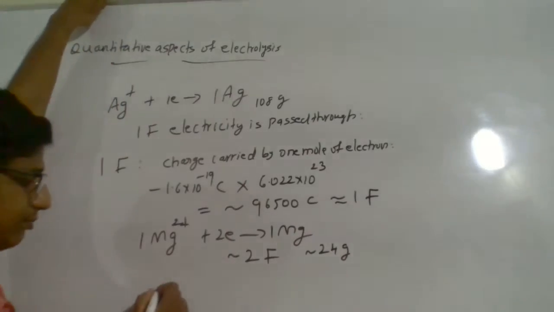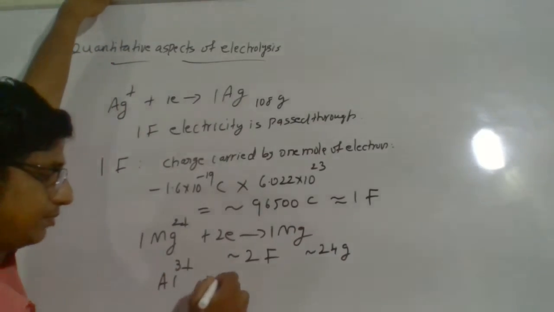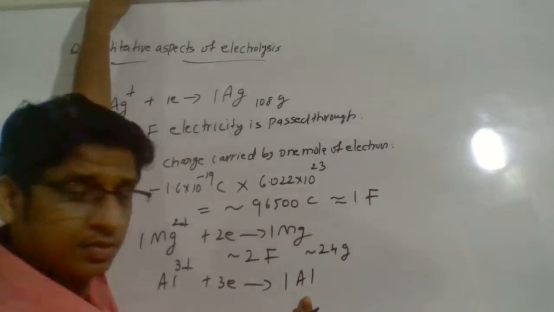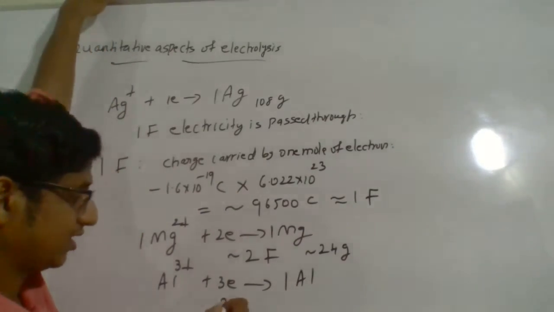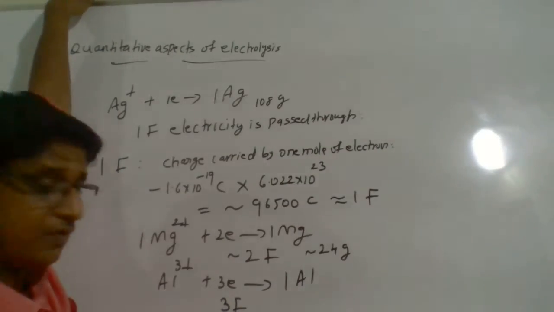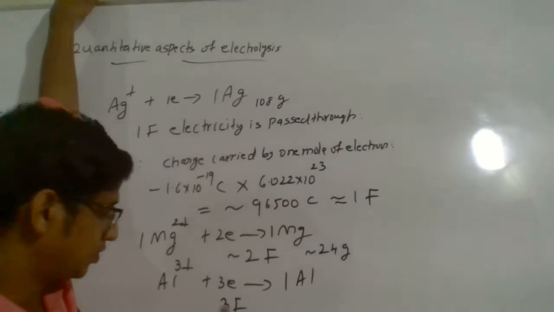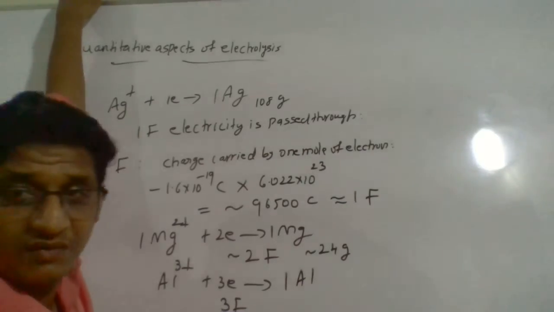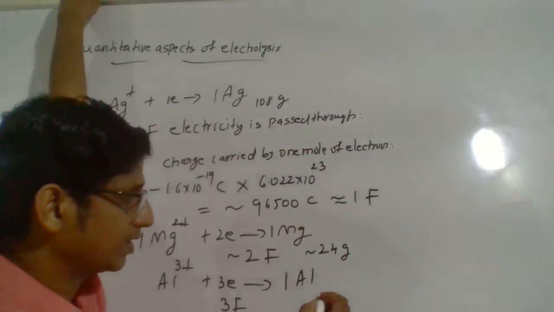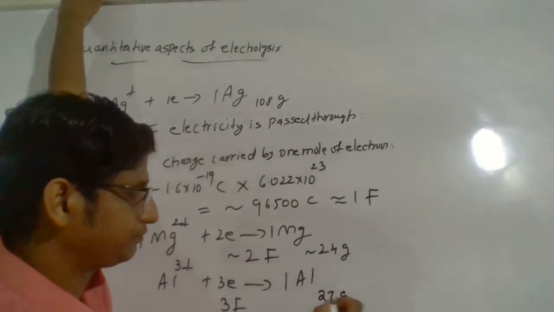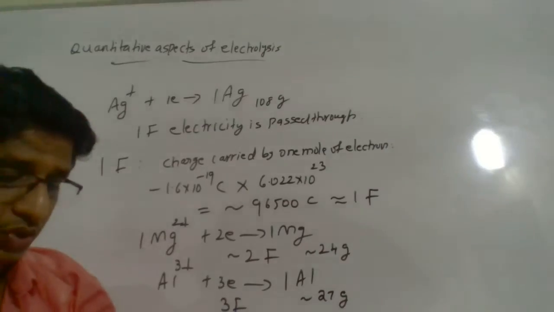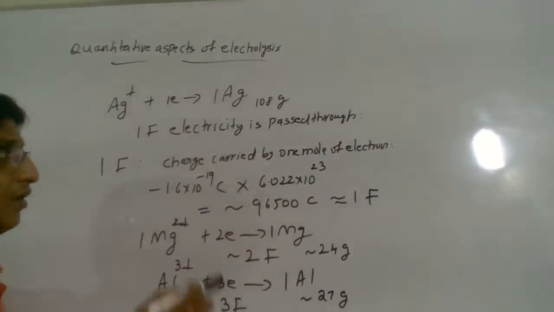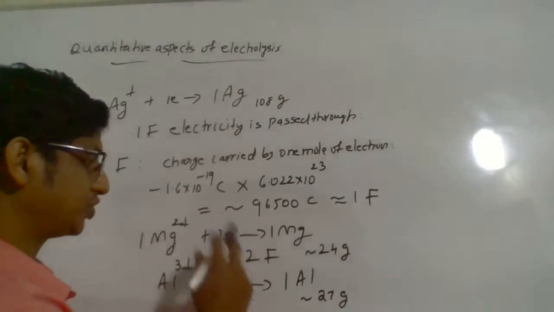Let us take another example. Talk about aluminium. To deposit 1 mole of aluminium, 3 farad electricity is required. When 3 farad electricity passes through it, 1 mole of Al3+ is reduced to give 1 mole of aluminium, which is nearly 27 gram. So from here you can understand there is a relationship. It is always related to the stoichiometry of the compound.